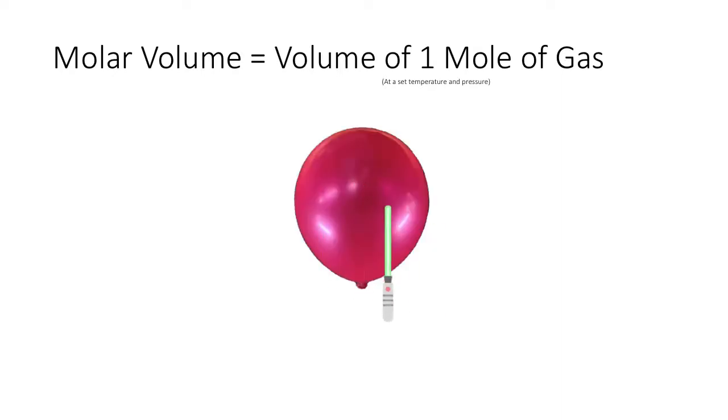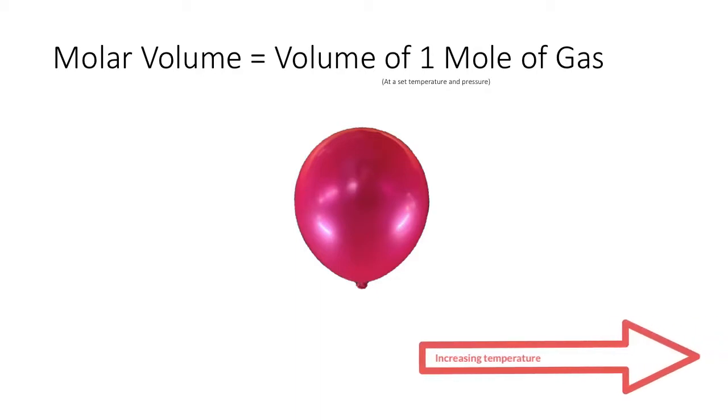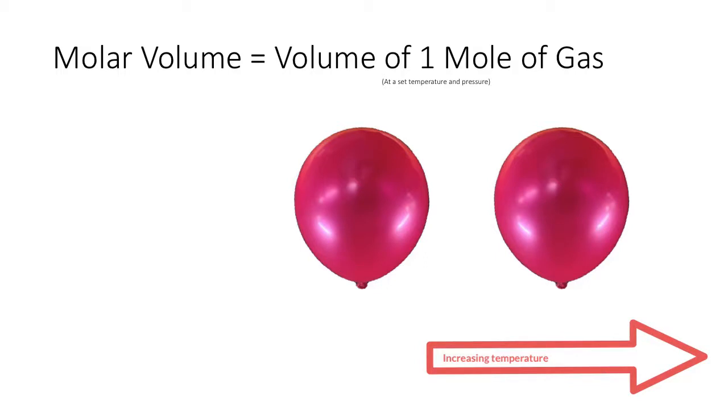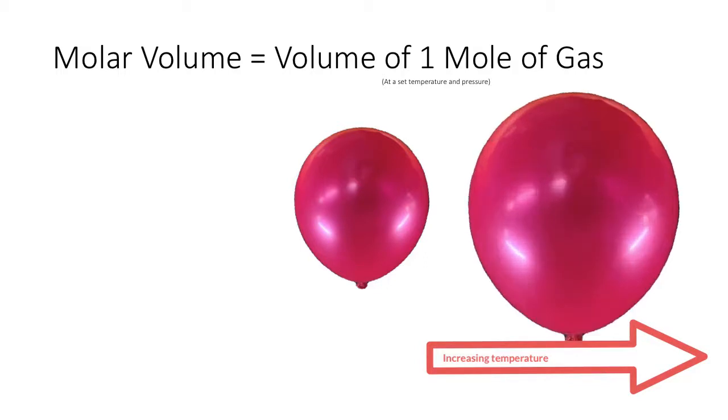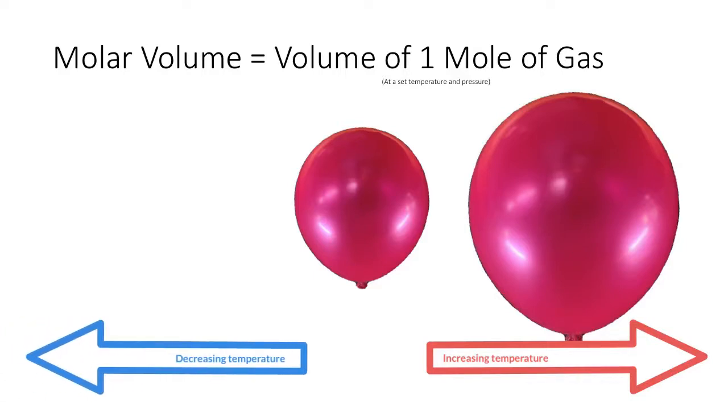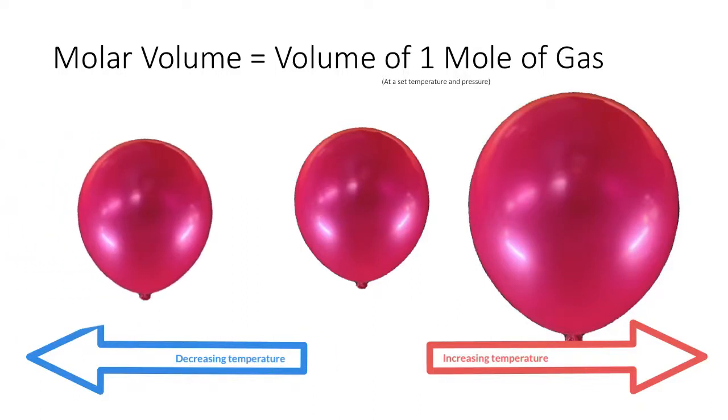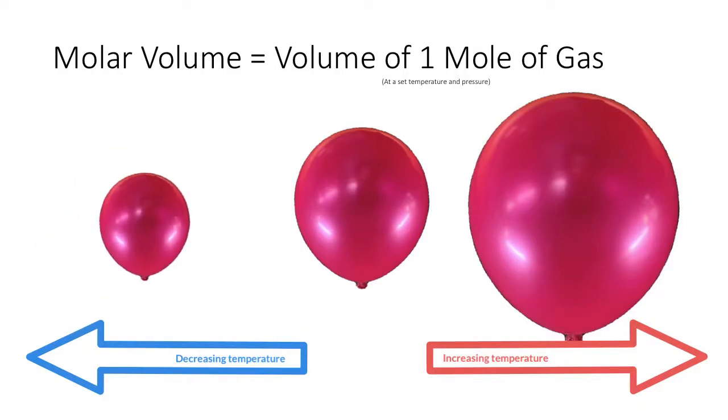So we have a balloon filled with gas here, but if we increase the temperature, we find that the balloon will increase in size because the gas inside is expanding. Similarly, if we decrease the temperature, the balloon will get smaller in size because the gas inside is contracting. And why does that happen?